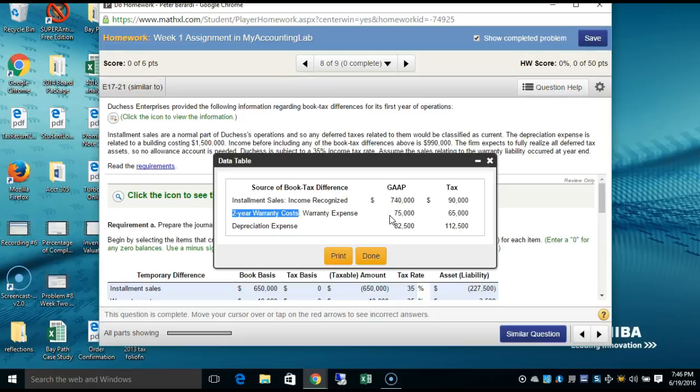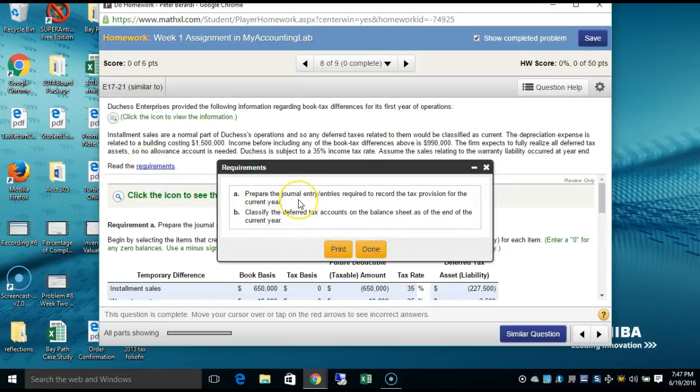Let's look at depreciation expense. Under GAAP, we're deducting $82,500 in depreciation from our income, but under tax, we're accelerating it at $112,500. What does that mean? It means that we're deducting more depreciation expense off our income on the tax books. If we're deducting more expense from our income on the tax books, it means we're paying less tax today, only to have to pay more tax in future years. Again, that becomes a deferred tax liability.